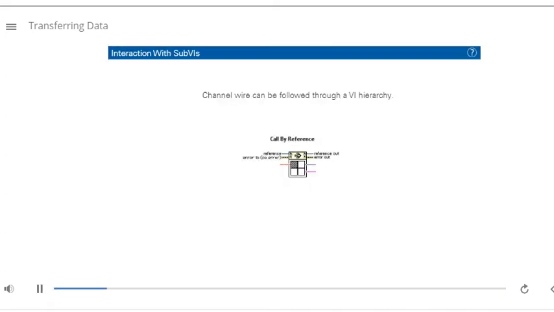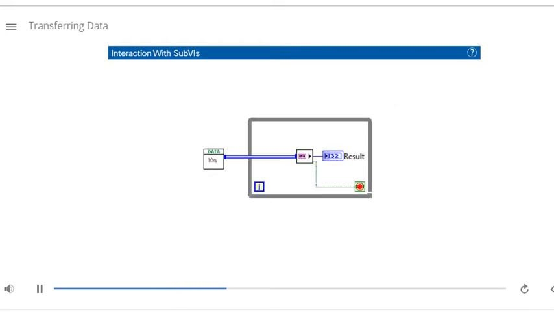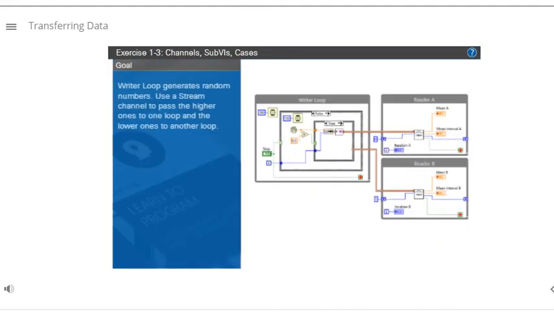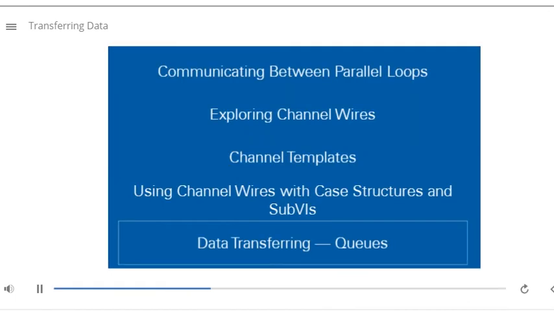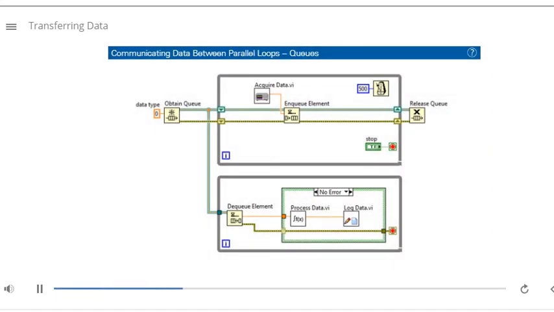Channels can express some dynamic connections by using them with a call by reference node. Channels are not restricted to just the local block diagram. In this example, the sub-VI and the while loop begin executing at the same time and run in parallel. You can also use queues to transfer every point of data between parallel loops or VIs.